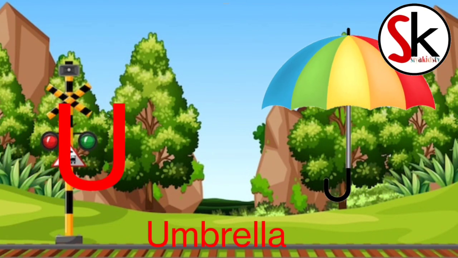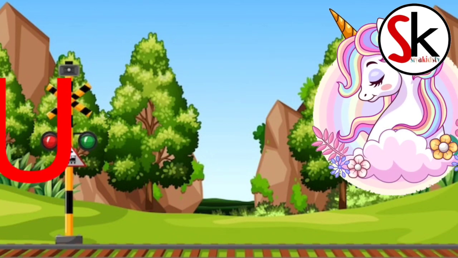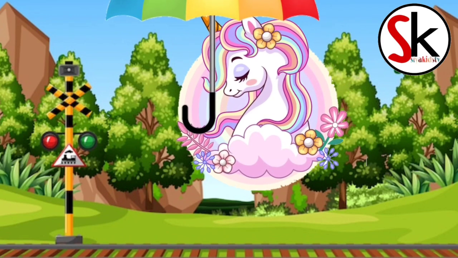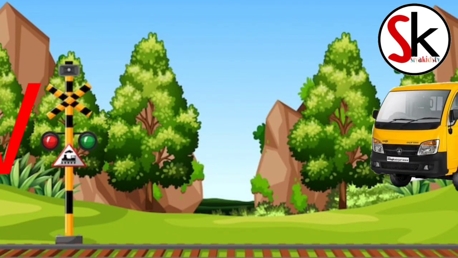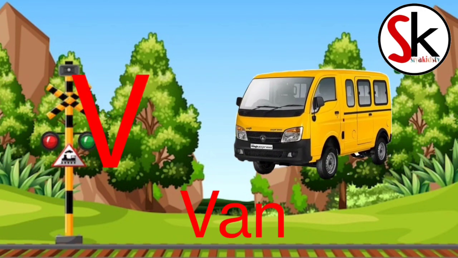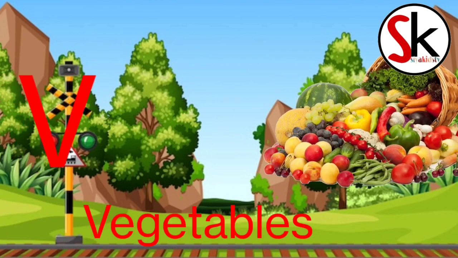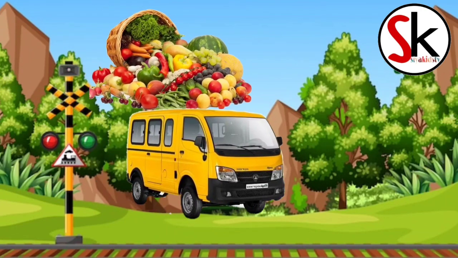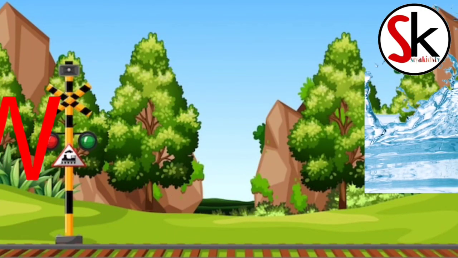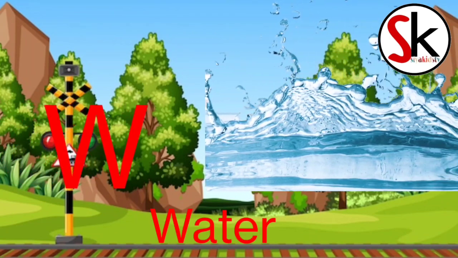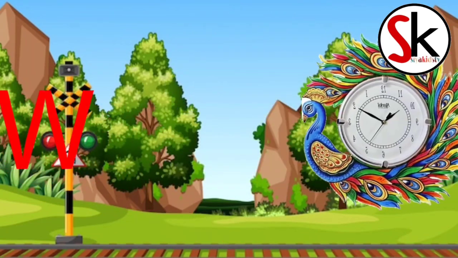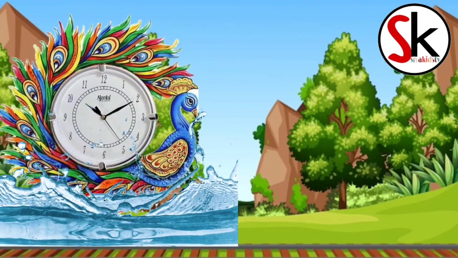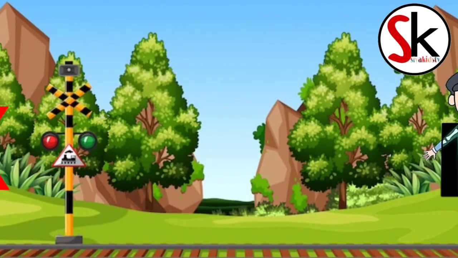Tiger. U for umbrella. U for unicorn. Umbrella. Unicorn. V for van. V for vegetable. Vegetable. W for water. W for watch. Water. Watch.